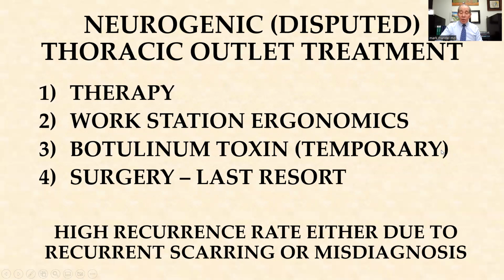In the past, some of the advocates were injecting never-ending Botox. I want to let you know a vial of Botox costs about $600. And in many instances they will use 2 vials in one visit. Well, Botox doesn't last forever. It has to be repeated every 3 to 6 months. Surgery is the last resort in work-related disputed neurogenic thoracic outlet. I might add there's a high recurrence rate, either due to recurrent scarring at the operative site or misdiagnosis.